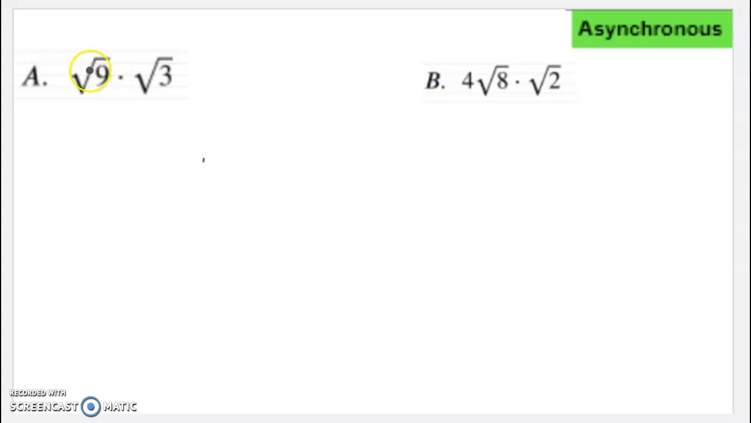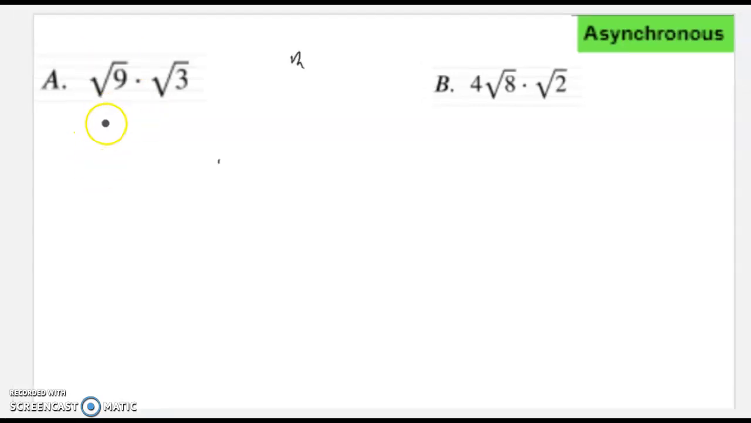All right, so remember when we have the square root of 9 times the square root of 3, it's best if you multiply what's inside the houses here. And 9 times 3 is 27. So we're just going to have the square root of 27 here.